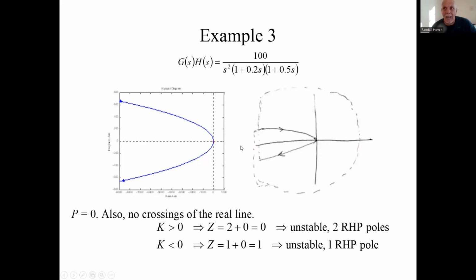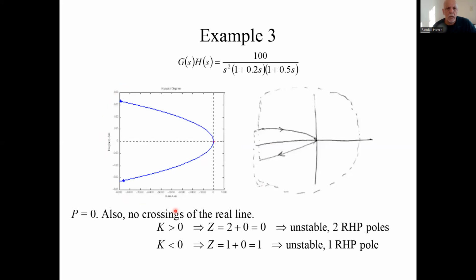Then we need to find N, which is the number of loops that go around, where we're looking at every point along the real line, which corresponds to a gain K. How many loops in the clockwise direction around that point? And this guy has a double pole at the origin, so we're going to have infinite loops.